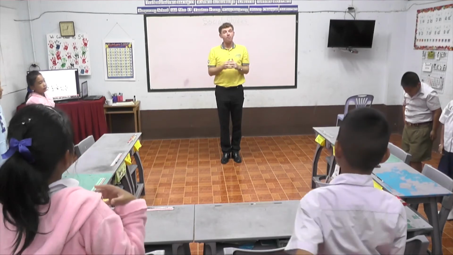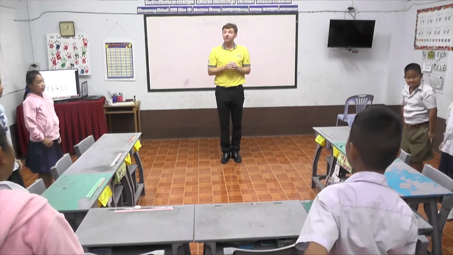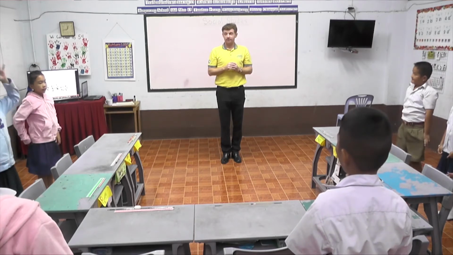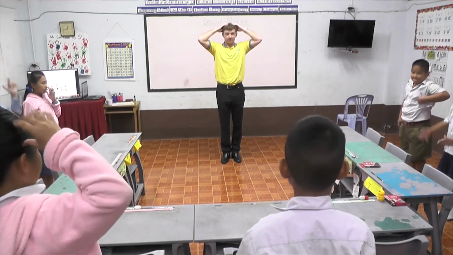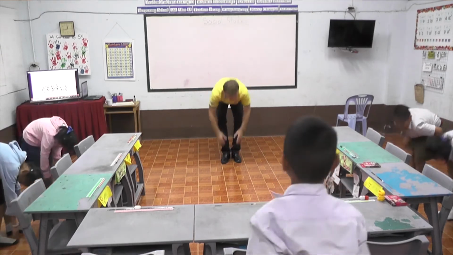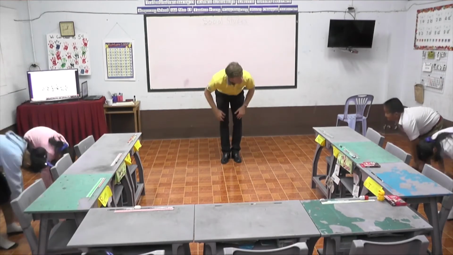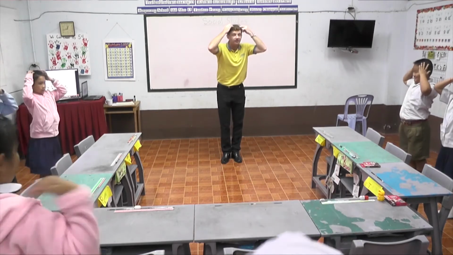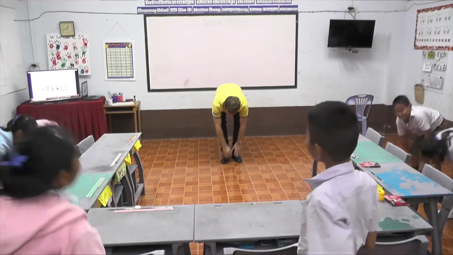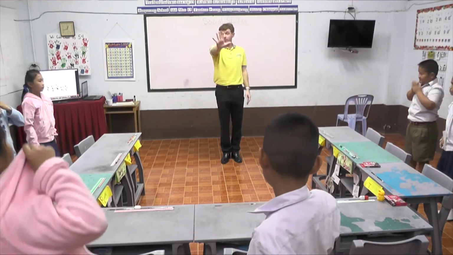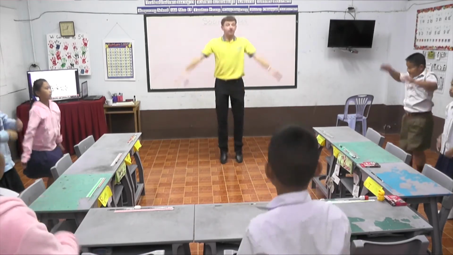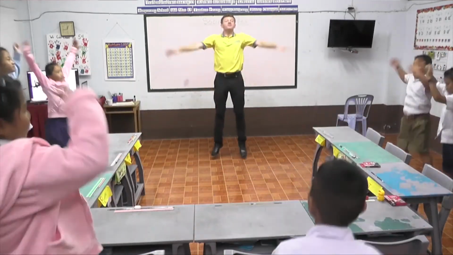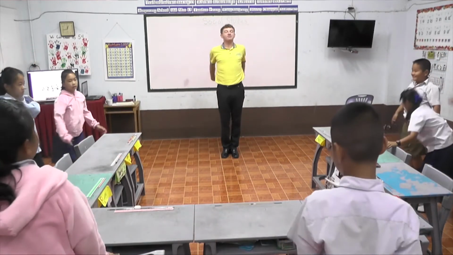And let's do that one more time, and this time, let's do it quickly. Are you ready? Head, shoulders, knees and toes, head, shoulders, knees and toes, eyes and ears and mouth and nose, head, shoulders, knees and toes. And to finish, we'll do 5 star jumps. 1, 2, 3, 4, 5. Excellent guys, have a seat.